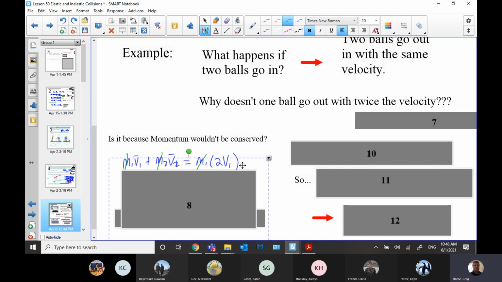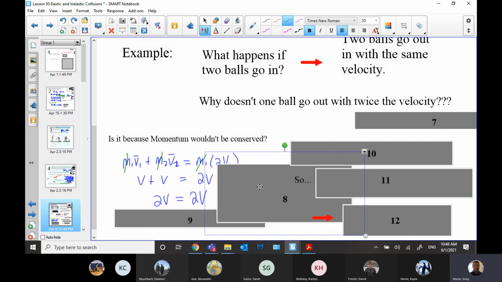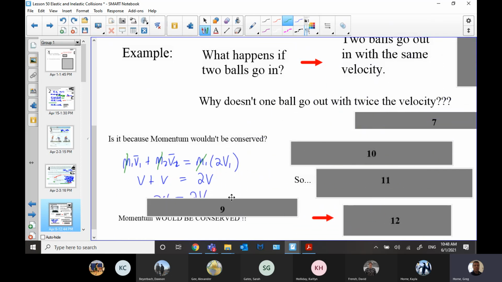Notice the masses are all the same, so they can completely cancel out. And so we end up with a new equation where we have v plus v equals 2v, because all the velocities are the same, as we've said. We're going to go with twice that v1 velocity. And so we end up with a statement from conservation of momentum that 2v equals 2v, which is clearly true. And so momentum would be conserved if 1 went out with twice the velocity, right?